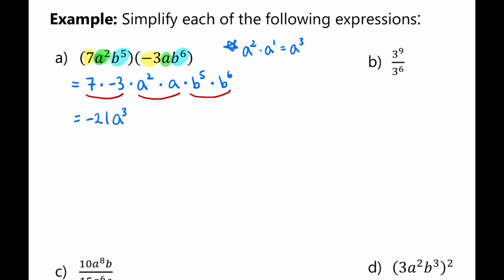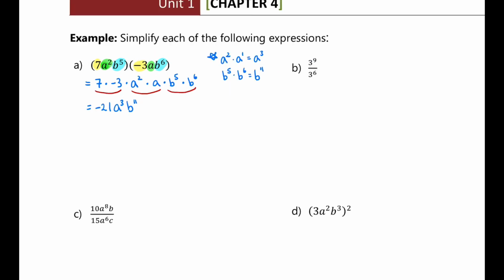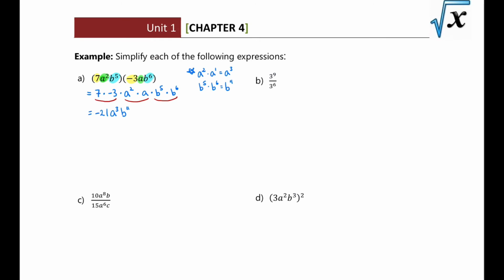And for b, same thing. B to the power of 5 times b to the power of 6 is equivalent to saying b to the power of 5 plus 6, which is 11. We have this. So it's negative 21, a to the power of 3 times b to the power of 11. And I would like you guys to try the rest of the example here, B, C, and D, on your own.